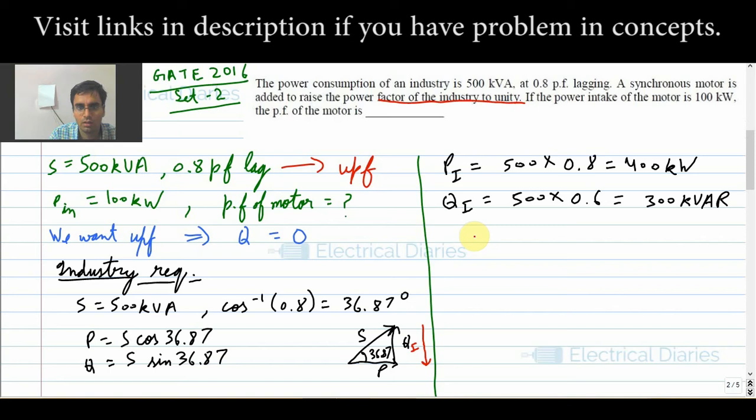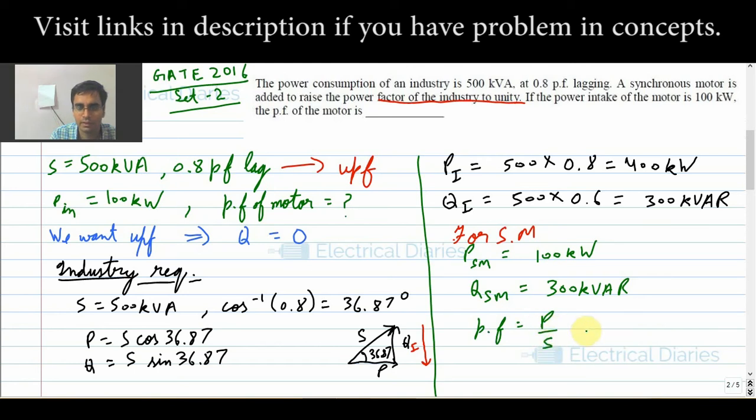So now for the synchronous motor, what do you know? For the synchronous motor, you know the PSM. It is 100 kilowatt given. QSM for the synchronous motor is 300 kVAR. So the power factor angle. See, the general formula for power factor, if you are ever confused, is P by S, that is the active power by apparent power.